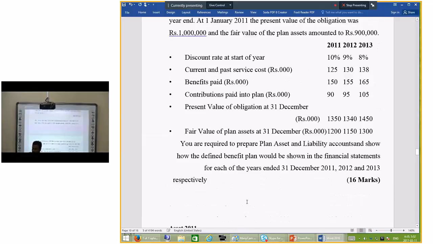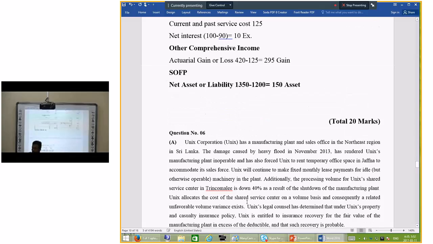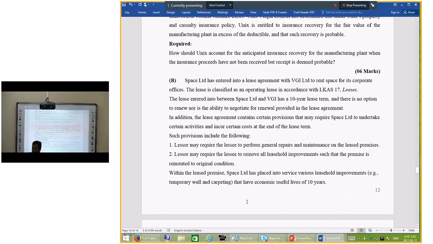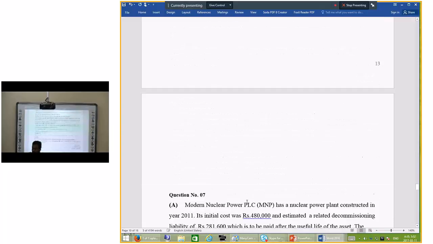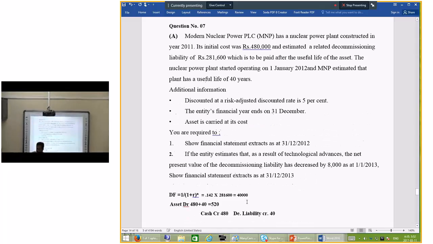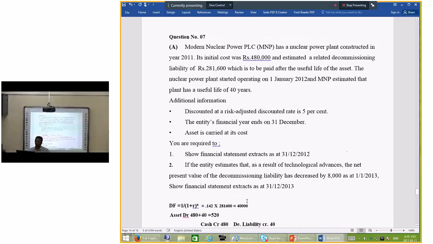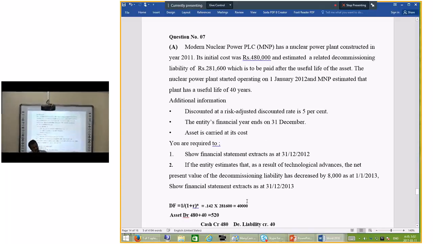This is from the thing we have done. We have done all these questions before. Hope you can remember. There is another question, number 7. This time also the structure will be like this.